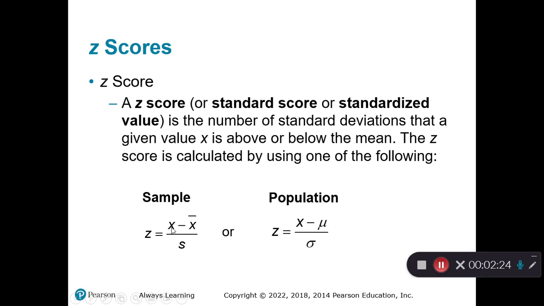But essentially both formulas are doing the same thing. They're looking at how far a data value is from the mean. So this is one value, a specific data value in the set x, subtracting the mean from that, so that's how far the two are from each other. But then we're dividing that by the standard deviation, and so that distance is given to us in terms of how many standard deviations the distance represents.